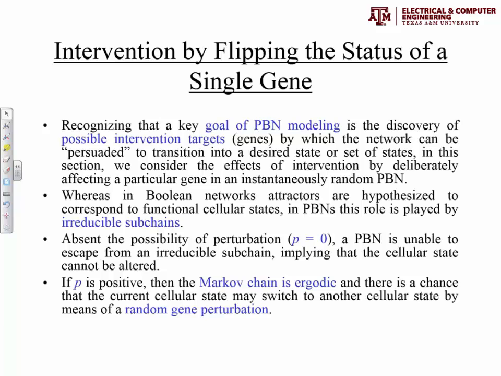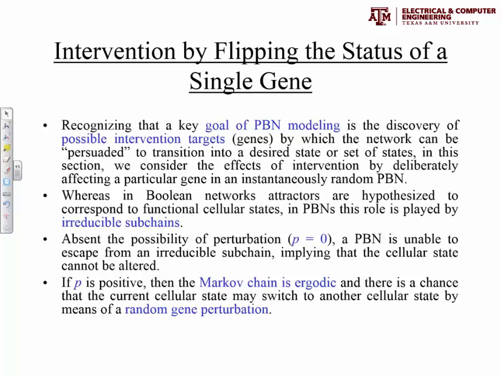So whereas in the case of Boolean networks, attractors are hypothesized to correspond to functional cellular states, in PBNs, this role is played by irreducible subchains. If you look at the states, in a Boolean network, the transition between states is deterministic. If you have n genes, you have 2 to the power of n states, and if you're in this state, you will go with probability 1 to the next state. In the case of the PBN, you'll go with some probability to some state, some other probability to some other state, and all the probabilities will sum up to 1.